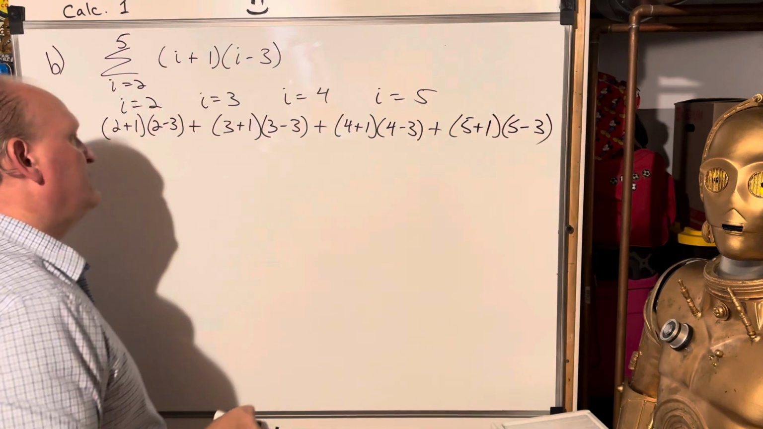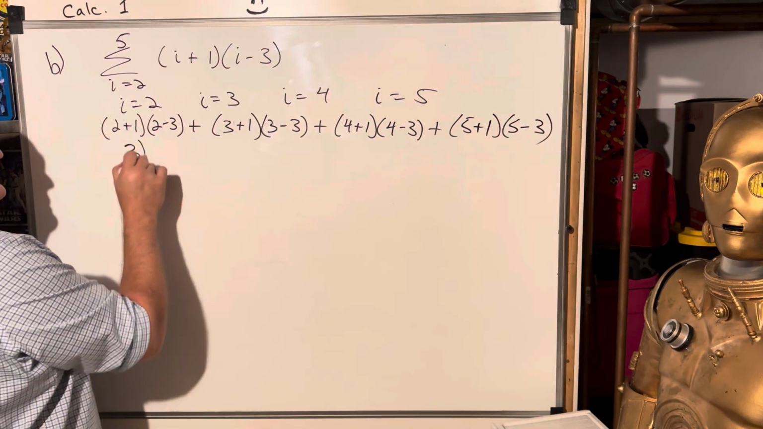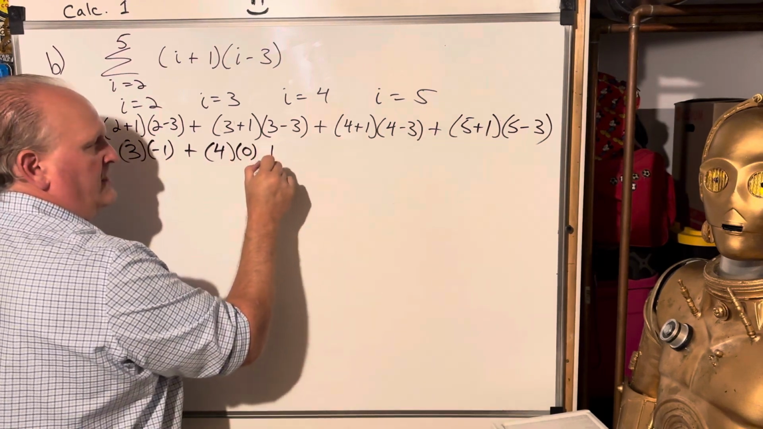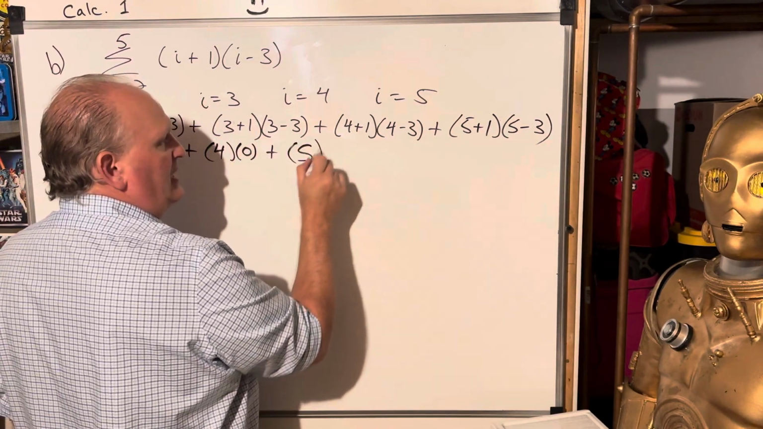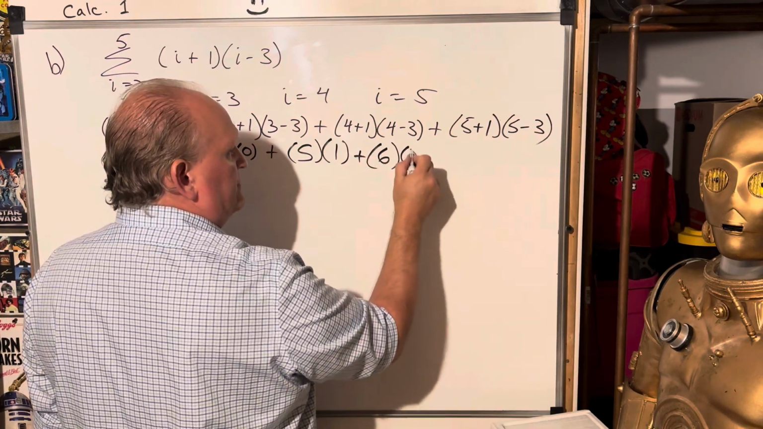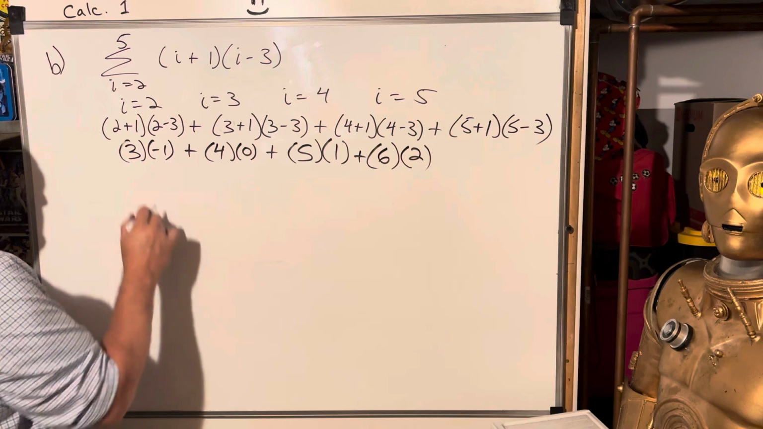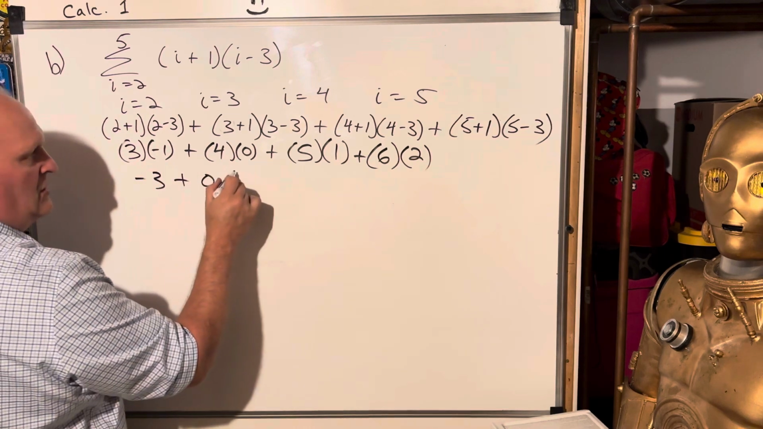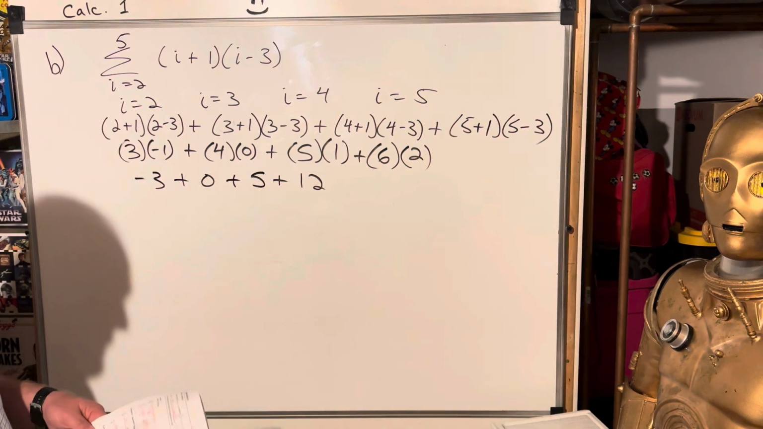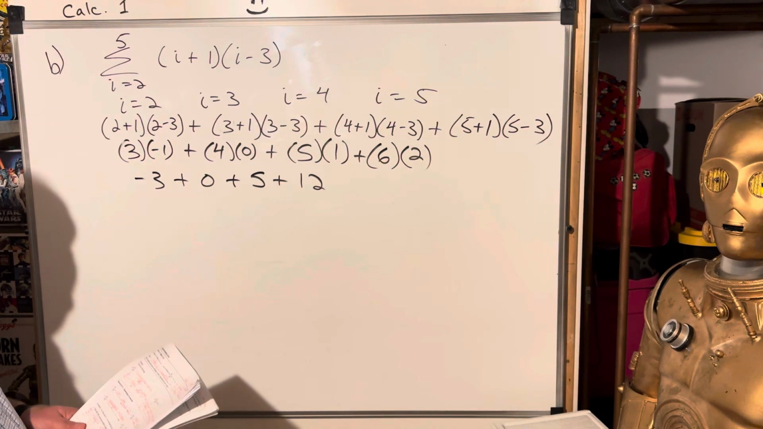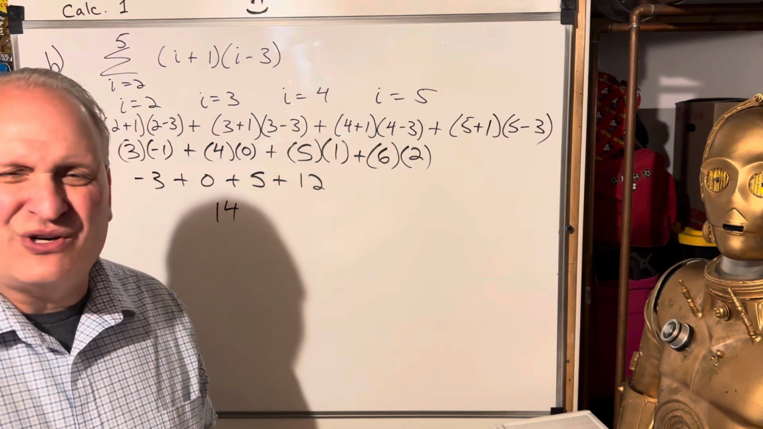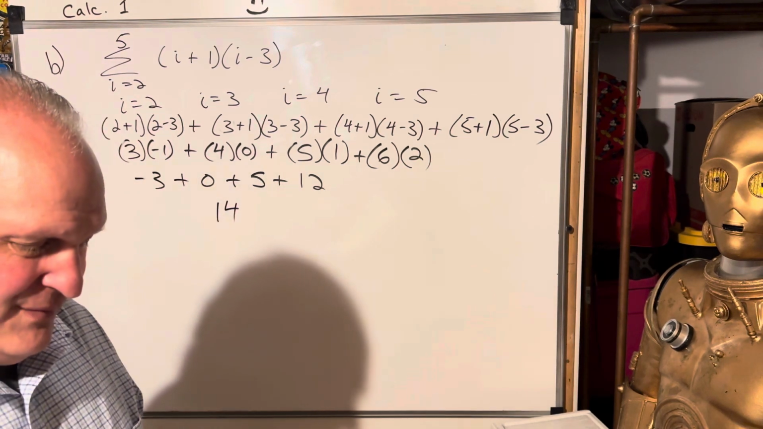All right, so those 4. So this is 3 times negative 1. This is 4 times 0. This is 5 times 1. And this is 6 times 2. So we got negative 3 plus 0 plus 5 plus 12. And that ends up to be 14. So no shortcut on that. You have to kind of do that one.